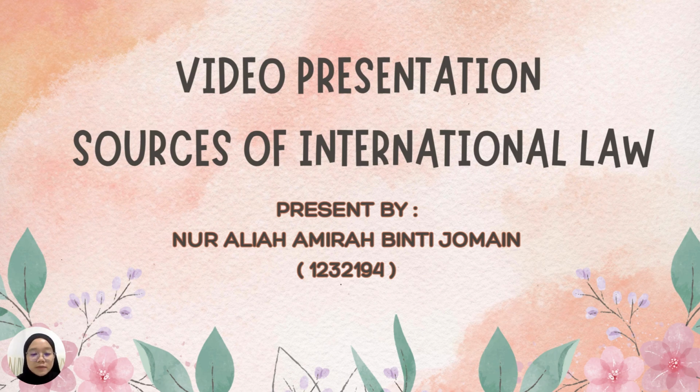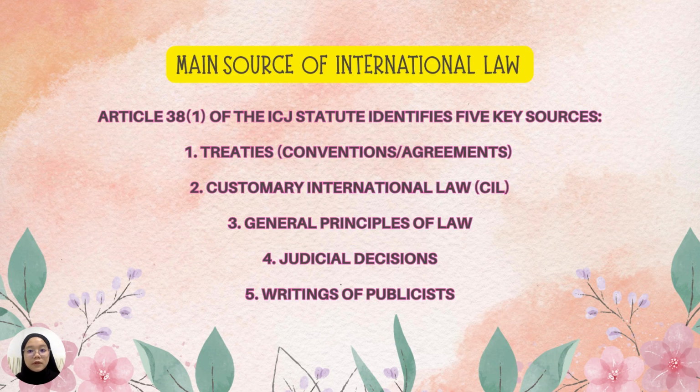So today I would like to explain about the sources of international law. Okay, the first one, basically, this slide outlines the five key sources of international law as recognized in Article 38, Clause 1 of the ICJ Statute, which guide the International Court of Justice in disputes between states. The first one is treaties. What are treaties? Treaties are written agreements between states that create binding obligations.